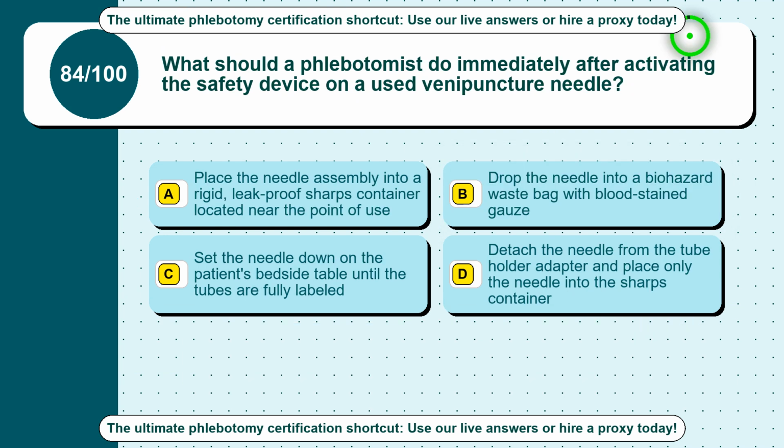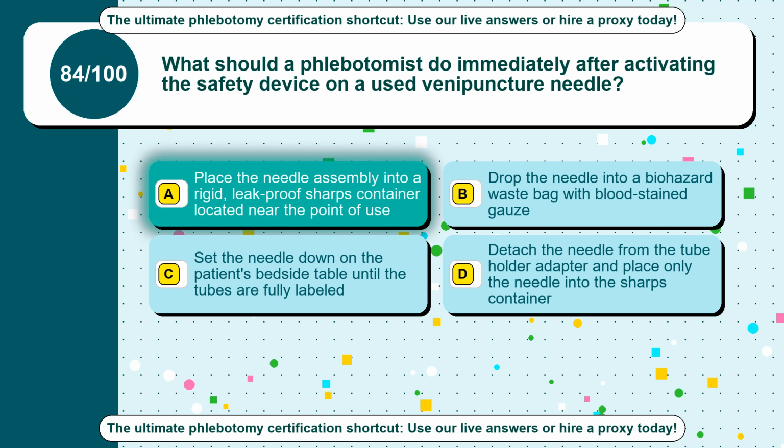Question 84. What should a phlebotomist do immediately after activating the safety device on a used venipuncture needle? Option A. Place the needle assembly into a rigid, leak-proof sharps container located near the point of use. Option B. Drop the needle into a biohazard waste bag with blood-stained gauze. Option C. Set the needle down on the patient's bedside table until the tubes are fully labeled. Option D. Detach the needle from the tube holder adapter and place only the needle into the sharps container. The correct answer is option A.